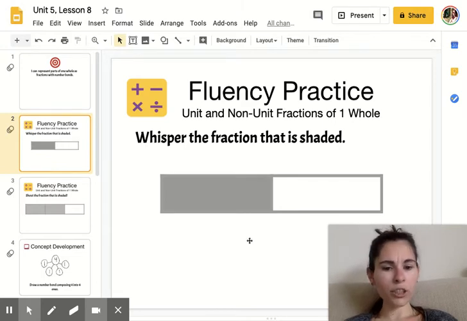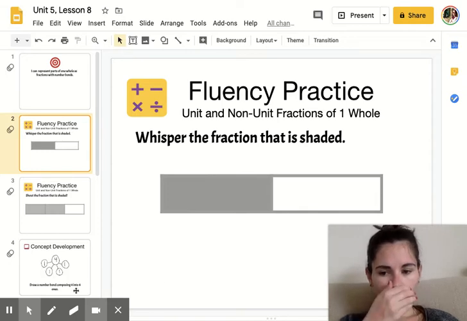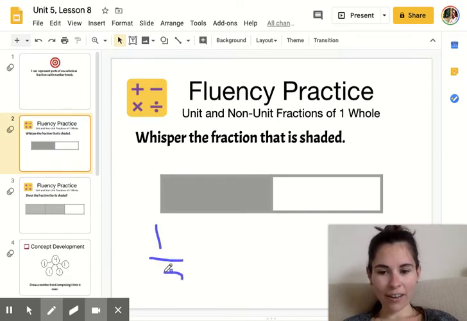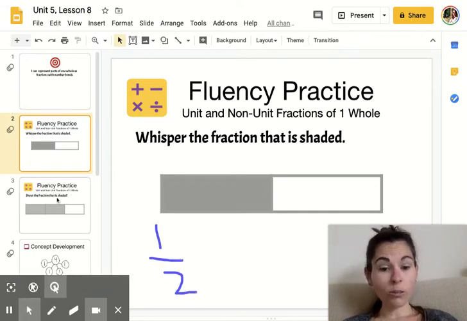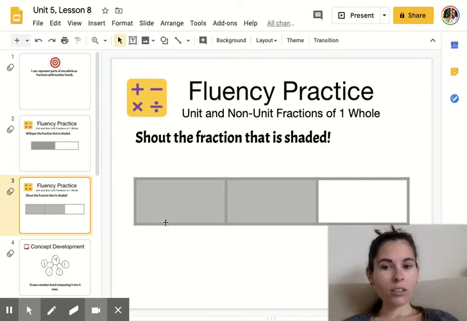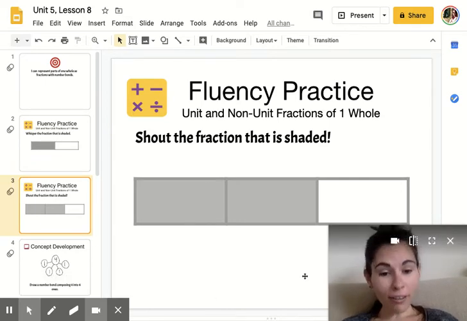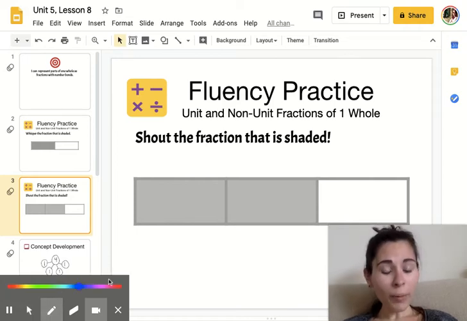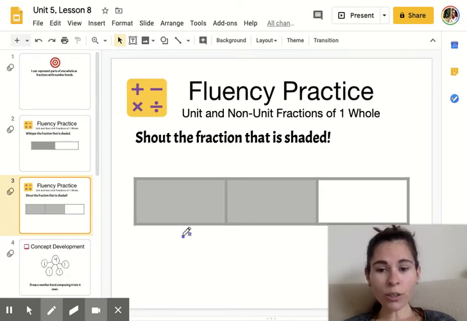Look at this picture. Whisper to yourself, what is the fraction shaded? Exactly, the fraction shaded is 1/2. Now, let's look at another one. Look at this, and this time, shout the fraction that is shaded. Oh my goodness, it was like I could hear you shouting 2/3 all the way from my house.